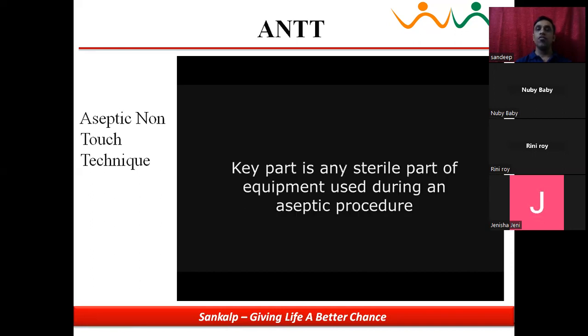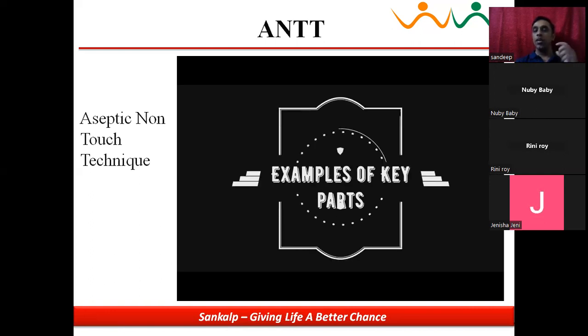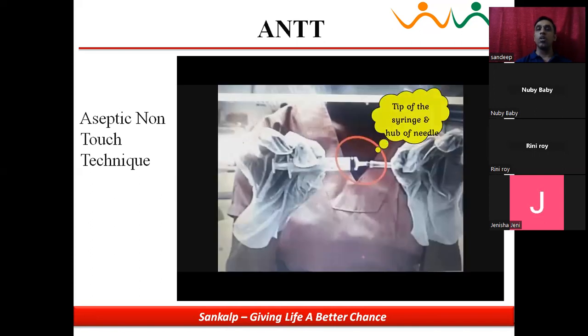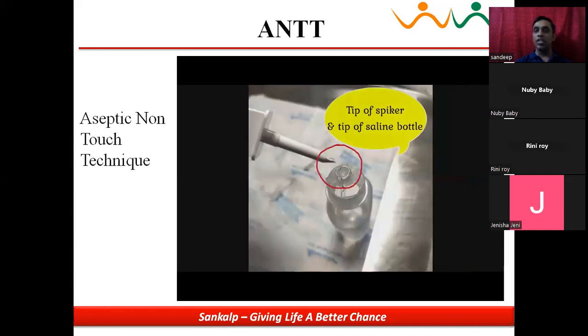So key areas are very important when we are handling the central line, especially the hub, when we are loading the syringes and connecting the IV fluid. We are not supposed to touch those key areas. See, this is a key area where syringe and needle we are connecting. Our hand should not touch it when we are connecting the IV fluid. That is a very key area.